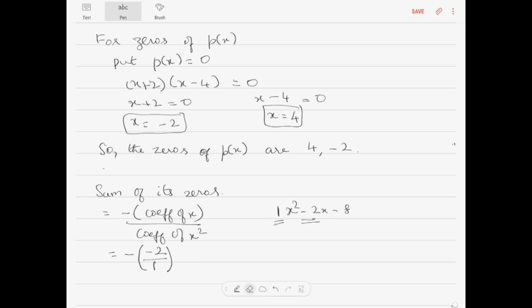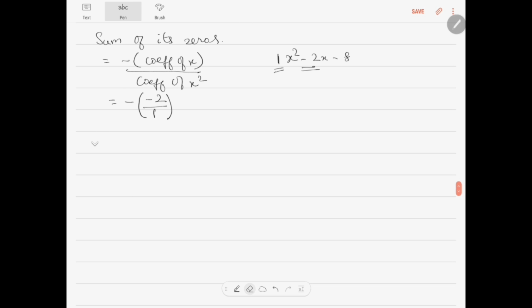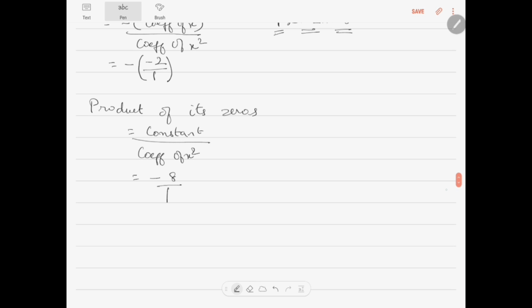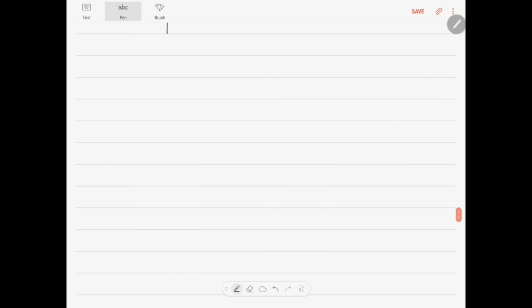Here we have to find the product of its zeros, which can be given as constant divided by coefficient of x square. Here in this polynomial the constant is minus 8, so it is minus 8 divided by the coefficient of x square, which is 1. That's it. Now we have found the zeros, the sum and the product of the zeros.